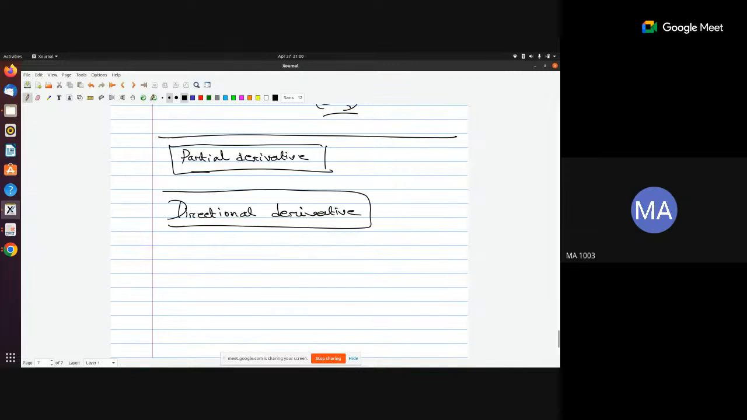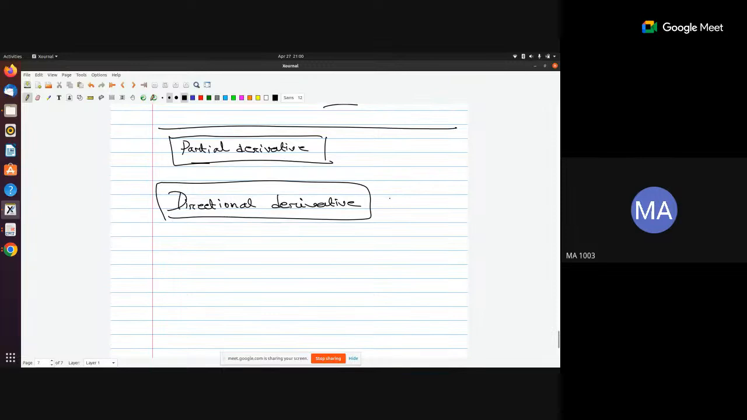So what is directional derivative? In one variable, at some particular point, if we want to find the derivative of the function, we draw a tangent, and the slope of the tangent is basically your derivative. Now we have a multivariable function, so a surface is there. At a particular point there are many tangents, right? So the slope of the tangent will also change, and it depends on the direction which we are talking about.